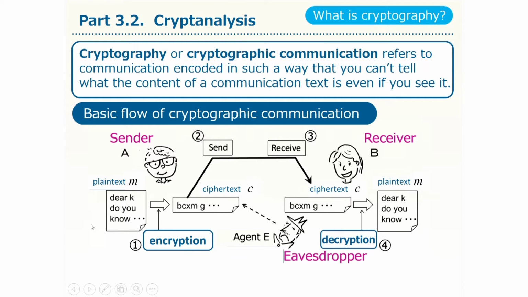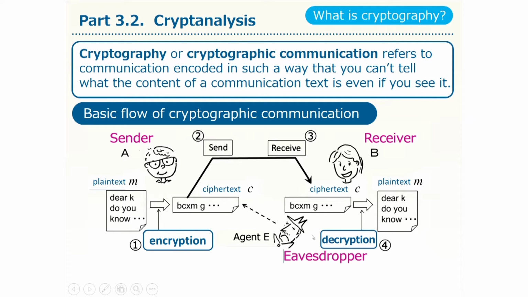There must be a text that the sender wishes to send to B. Such a source text is called a plain text in cryptography. On the other hand, once we encrypt that, it is called ciphertext. Creating a ciphertext from a plain text is called encryption. Then this ciphertext is sent to receiver B. Upon receiving the ciphertext, receiver B restores the ciphertext to the original plain text. This is called decryption. This is the main flow: first encryption, second send, third receive, and fourth decryption.